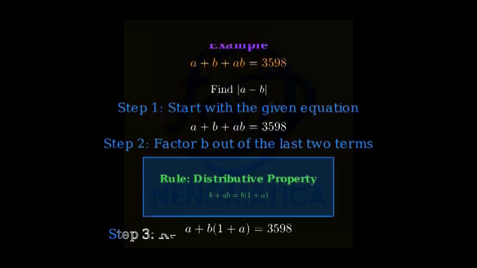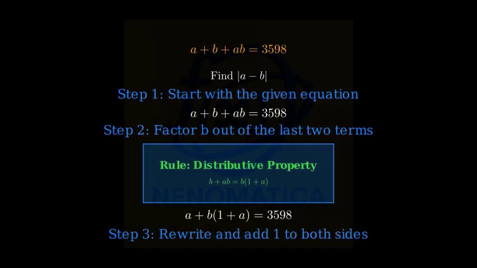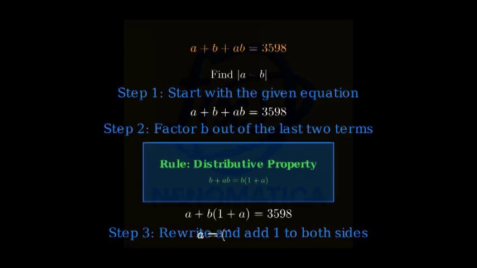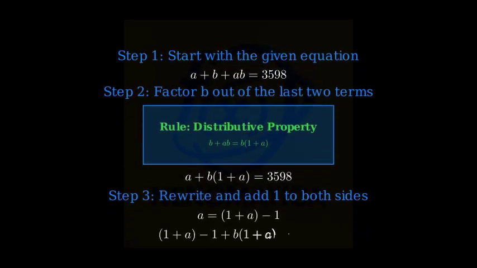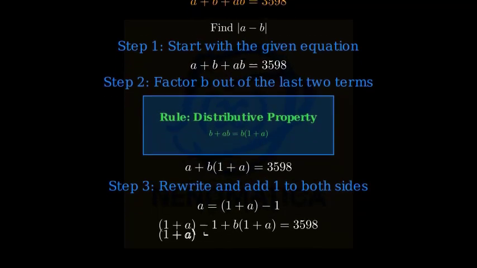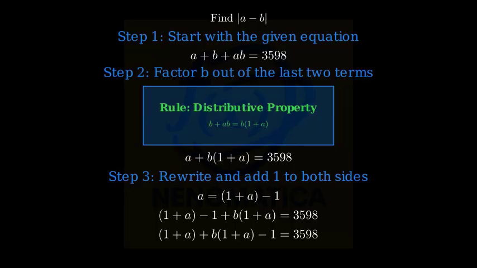Step 3. Now we notice something interesting. We can rewrite a as 1 plus a minus 1. So a equals 1 plus a minus 1. Substituting this into our equation, we get 1 plus a minus 1 plus b times the quantity 1 plus a equals 3,598. Simplifying, we get 1 plus a plus b times the quantity 1 plus a minus 1 equals 3,598.